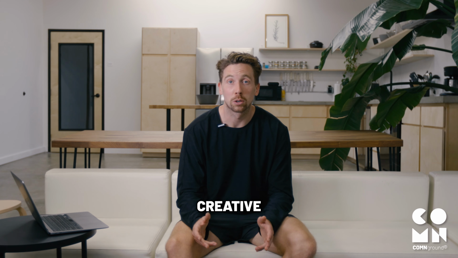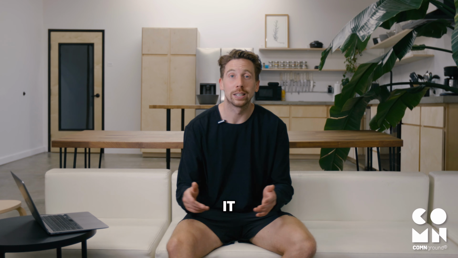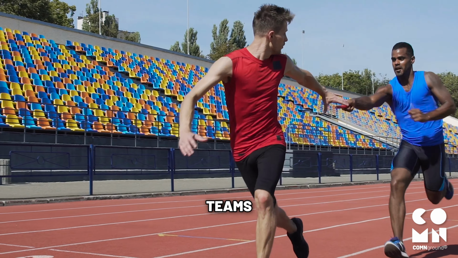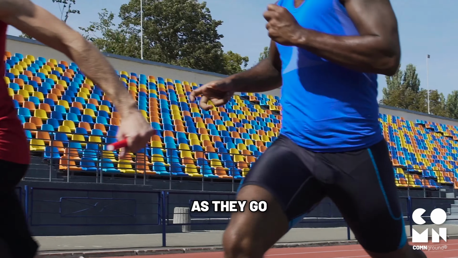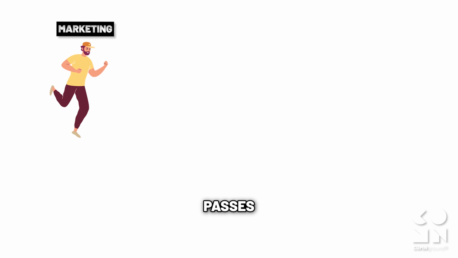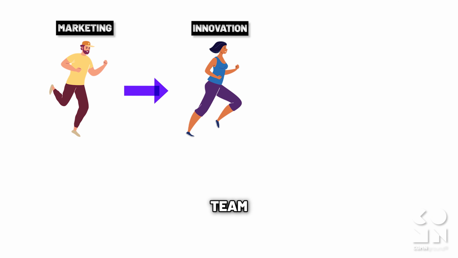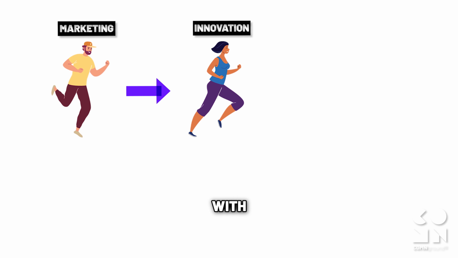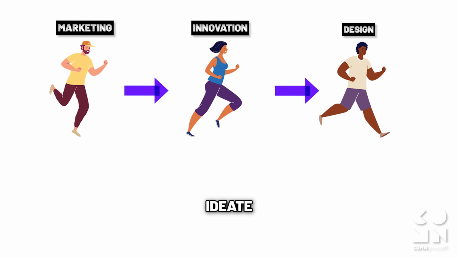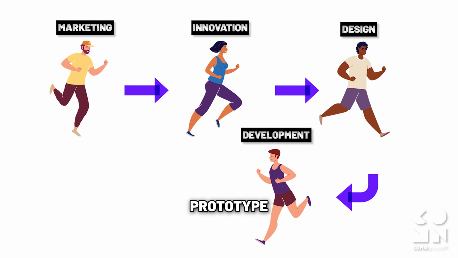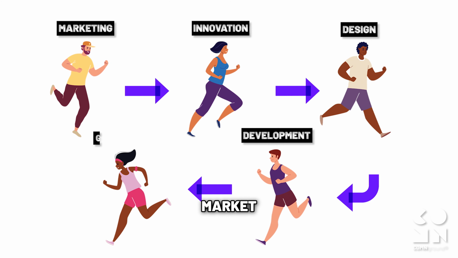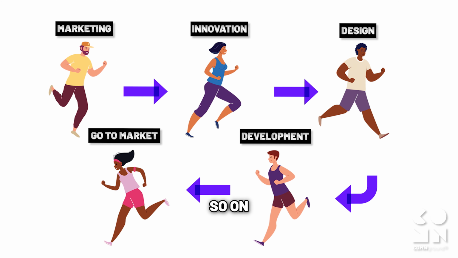If we take a traditional creative process as an example, typically it looks like a relay race, with different teams passing the baton to each team as they go. Marketing forms the brief, who passes it to an insights or innovation team who supports that brief with research. It's then passed to a design team to ideate and onto a development team to prototype and test, and then onto a go-to-market team to create sell-in material, and so on and so on.